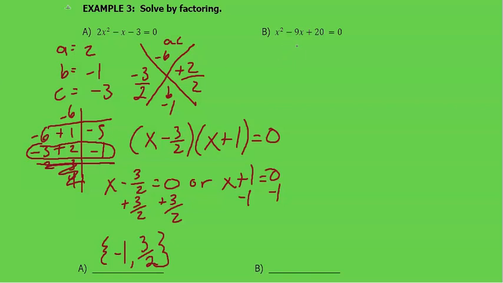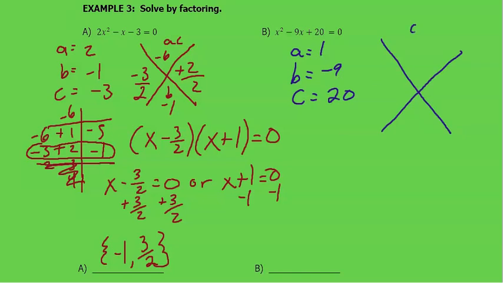X squared minus 9x plus 20 equals 0. There's no GCF bigger than 1 here, so let's identify A, B, and C. A is 1, B is -9, and C is 20. Draw your x, AC is 20, B is -9.